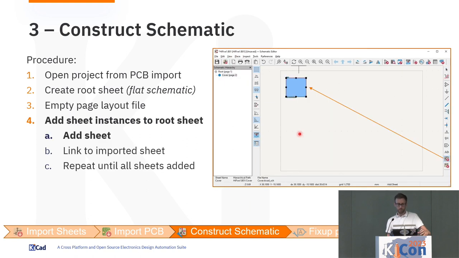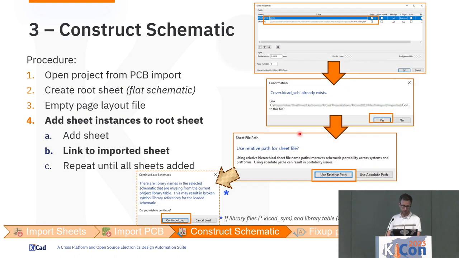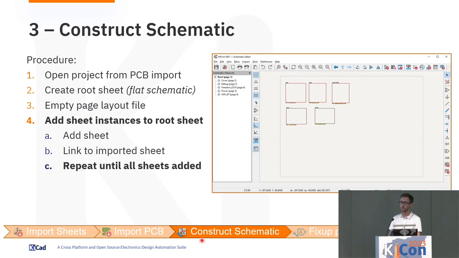And then this is the most important process, which is where we're going to be adding manually, one by one, each of the sheets that we imported in the first stage. So we start with the first one, we press add sheet, we add it, and then step by step, we enter the file name. You'll get a few warnings, and then repeat until you have all five sheets in your design.